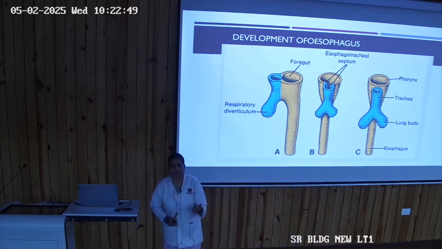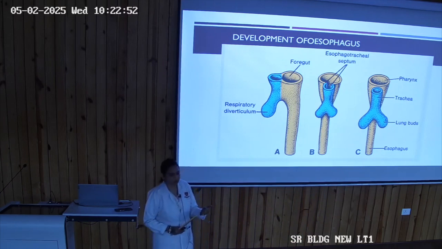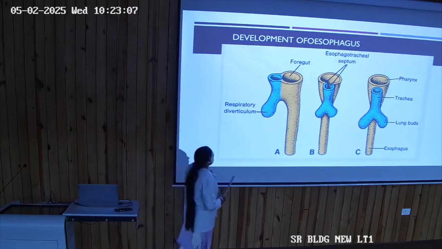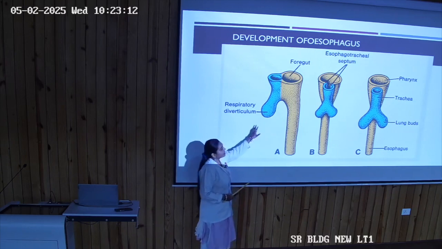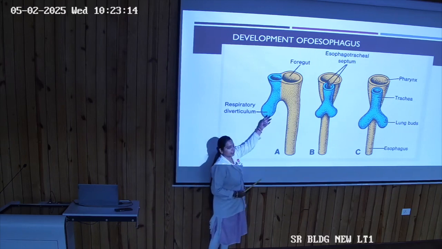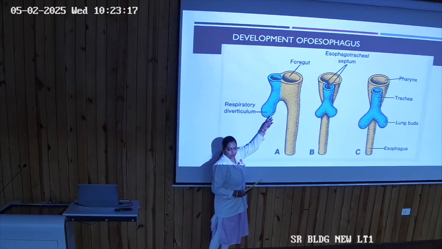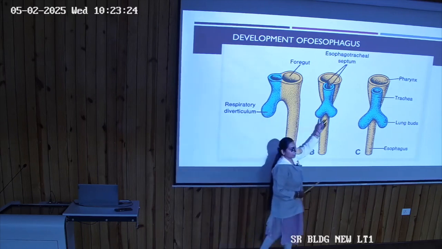So epithelial lining of the endoderm is forming esophagus, it is forming stomach, it is forming duodenum and pancreas. So near about the 4th week of development, okay, there is this respiratory diverticulum that appears from the ventral part of the foregut. Okay, so it grows downwards and it splits into two lung buds.